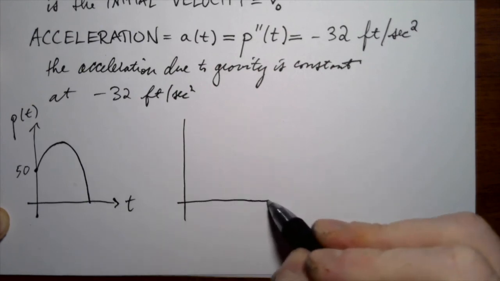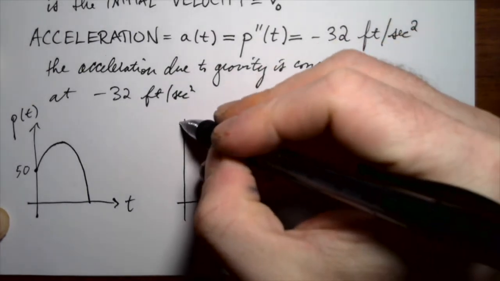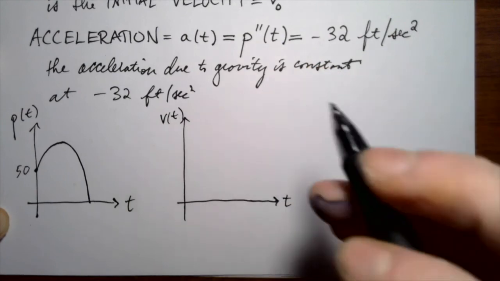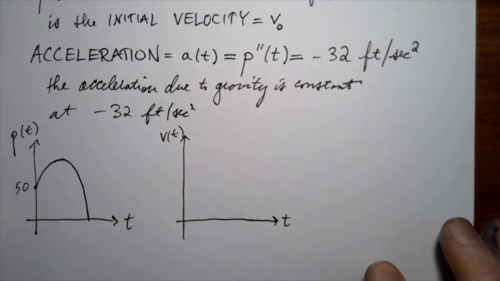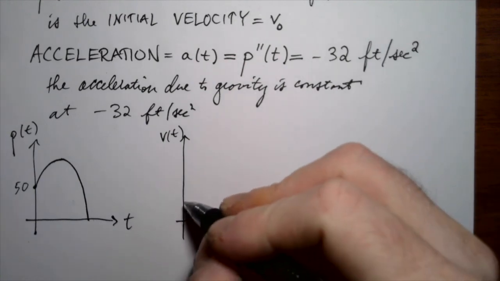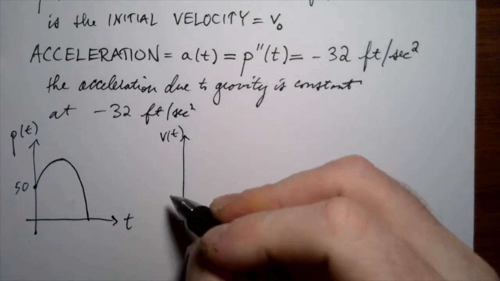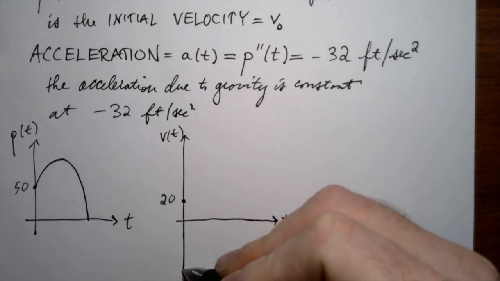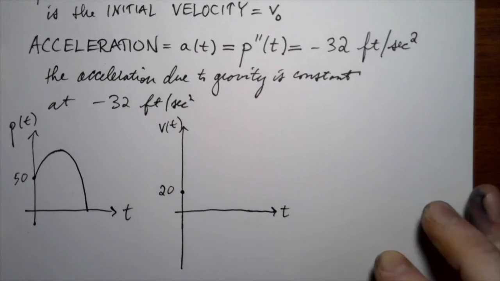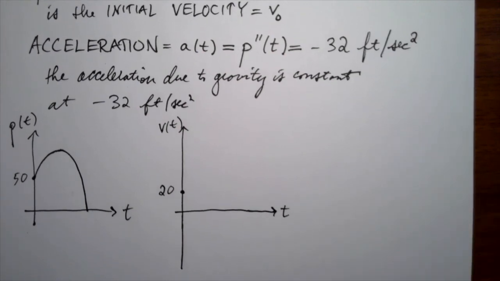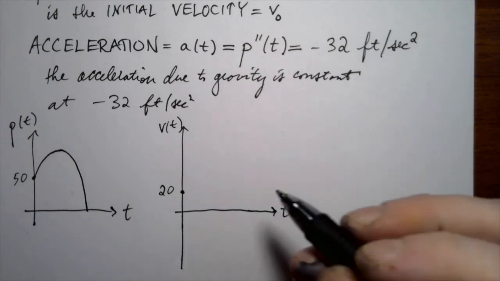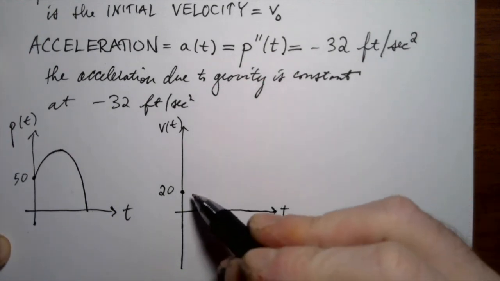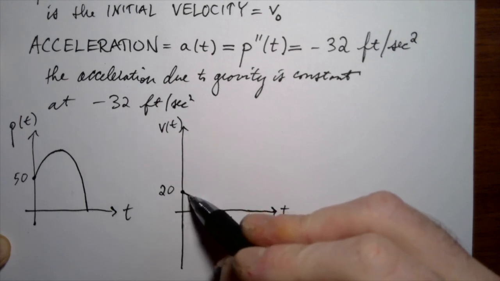Next, what does the velocity function look like? The velocity function is minus 32t plus 20. So the velocity function starts at a height of 20. We're going to need the negative direction too here. And then it is a line. It's minus 32t plus 20. And so it's a line whose slope is minus 32.